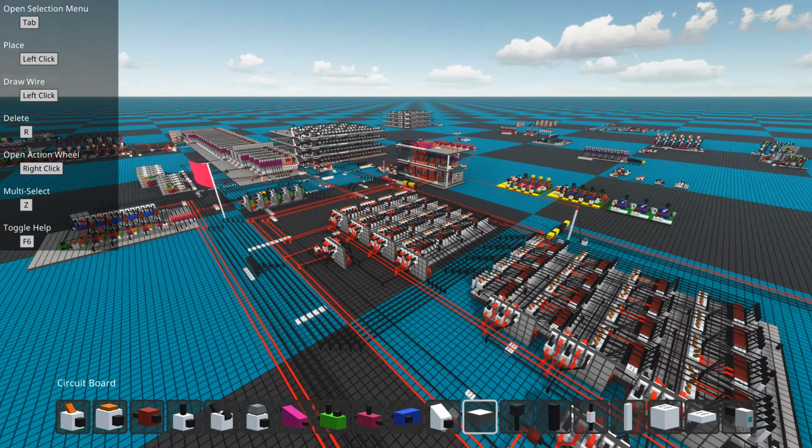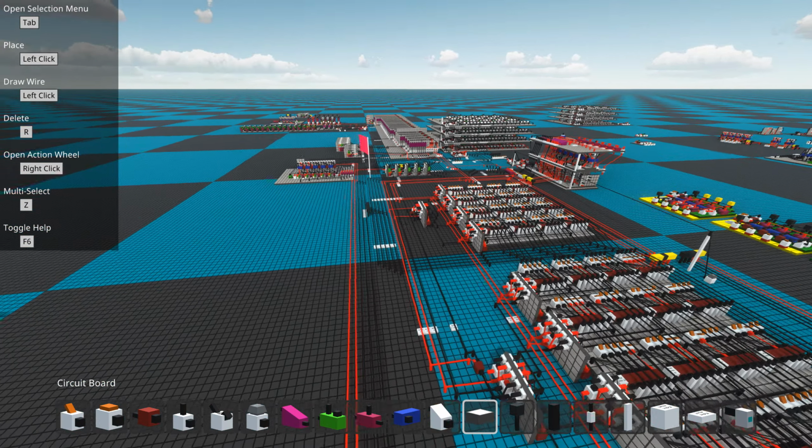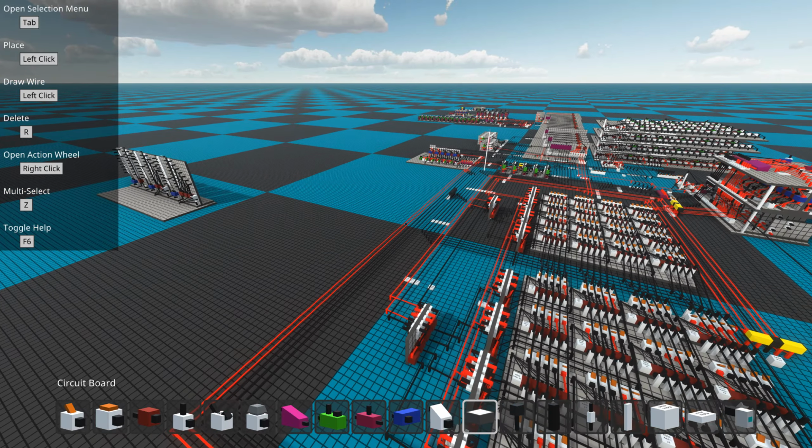It's really moving slow for some reason. I don't know why it's so slow.